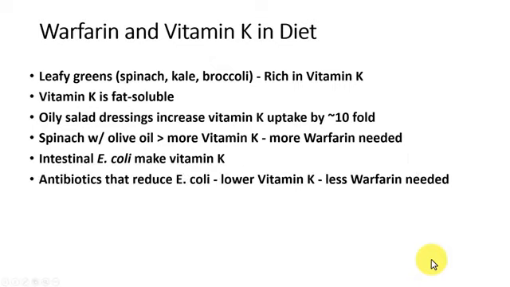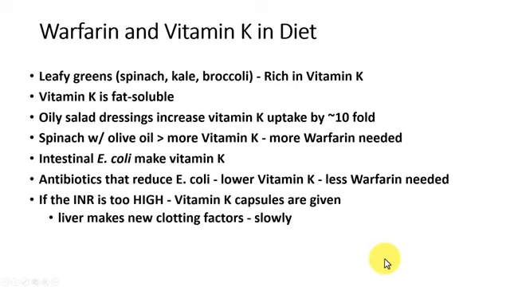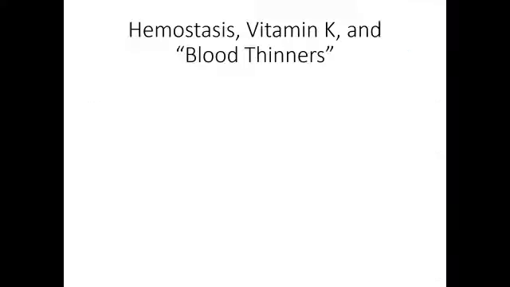Intestinal E. coli also make vitamin K, and antibiotics can reduce the amount of E. coli and therefore reduce our vitamin K, and therefore less warfarin is needed. If the INR gets too high, we tend to bleed. Vitamin K capsules are given, acting in the liver. However, the liver makes our new vitamin K protein slowly, and so it takes a little while to adjust it back down, but it can be adjusted.